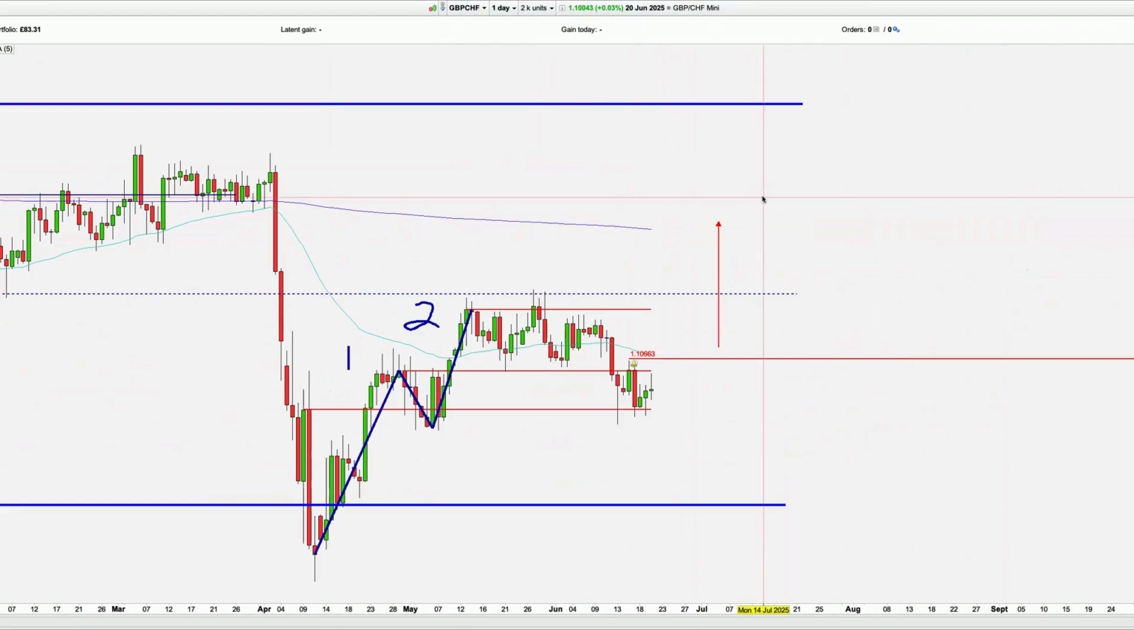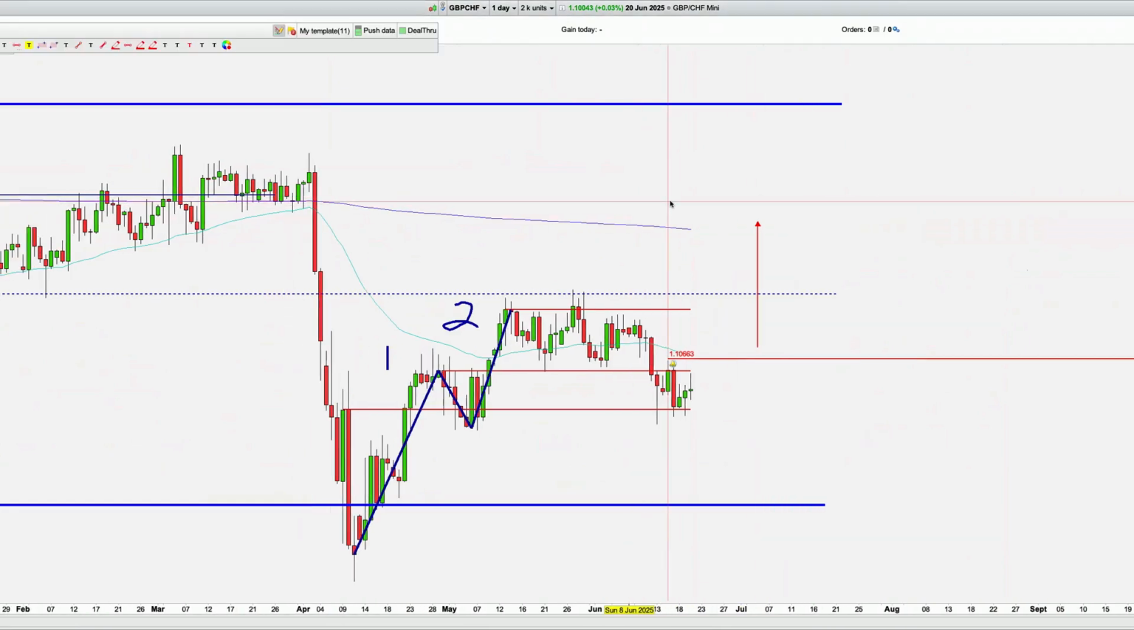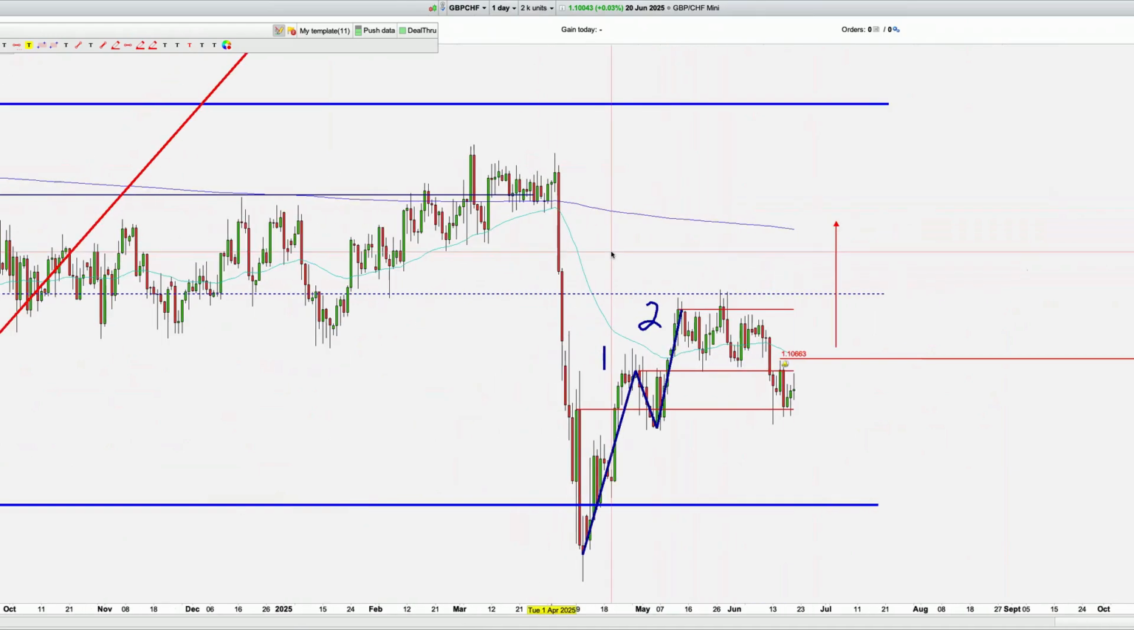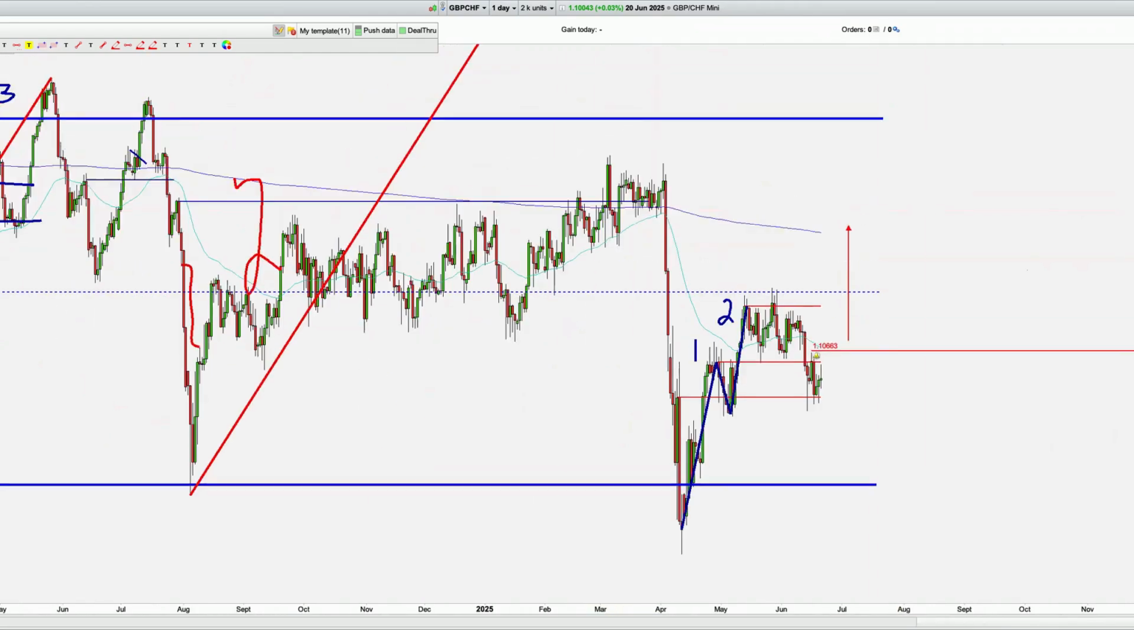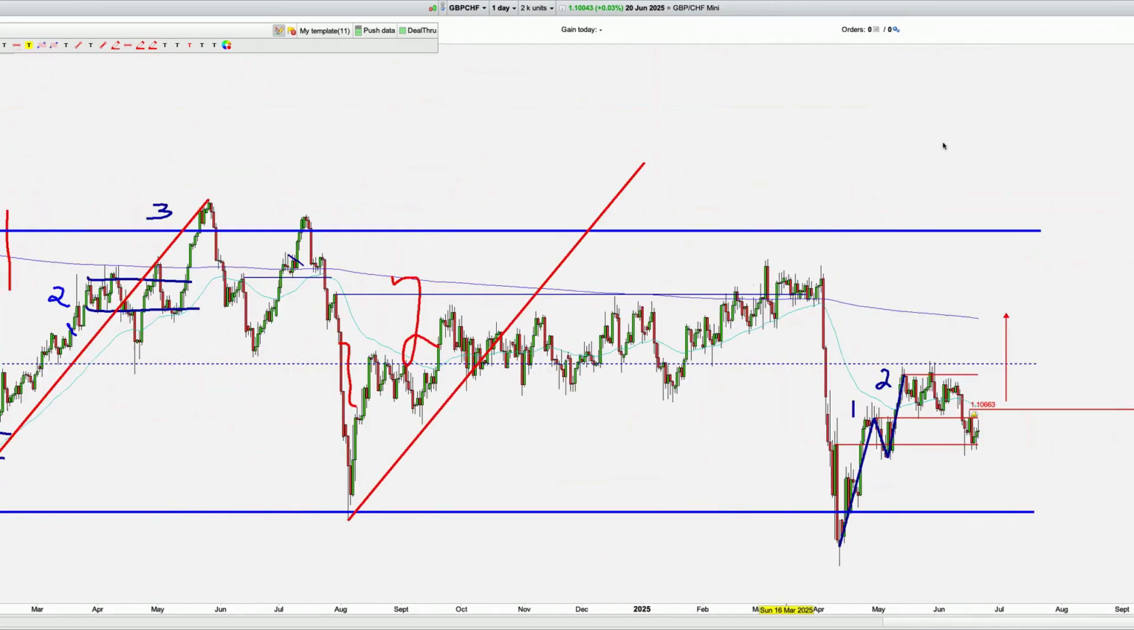GBP CHF, always a basket case, but we still have the famous 1, 2. And I expect interaction up here with the 800. How are we going to get that? I'm not sure what's going to trigger that, but we had Bank of England this week? Perhaps next week.